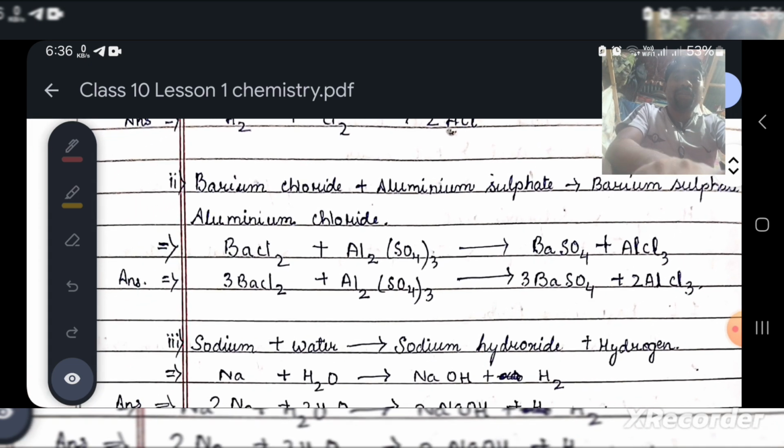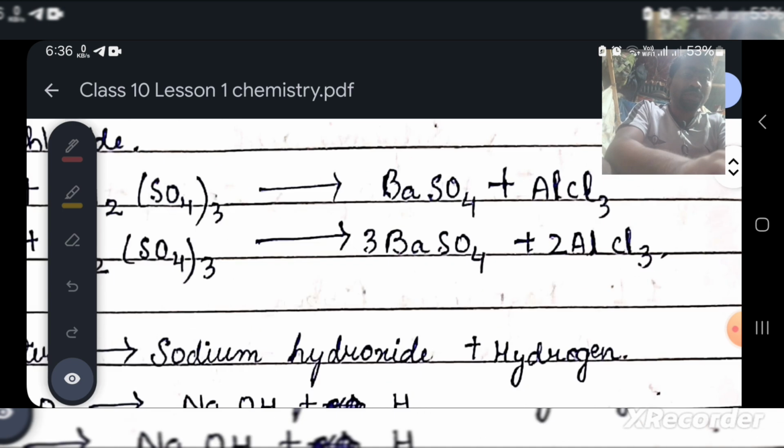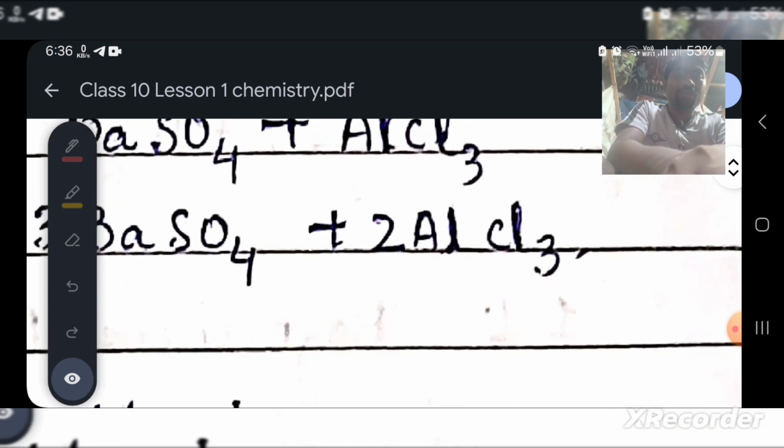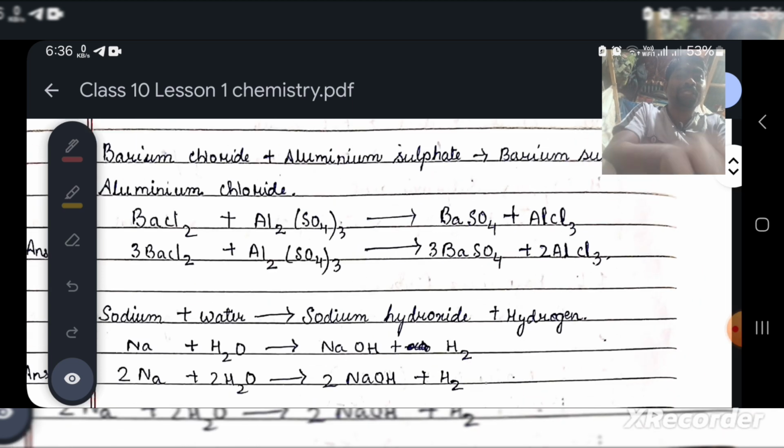I guess you have understood this one. So now look, barium, how much has it become? 3. But we are focusing on chlorine. How many did the chlorine become? We multiply this Cl2 by 3, which becomes 6, and we go to the product side. Here also 2 and 3 multiply to 6. The chlorine on both sides has become 6.